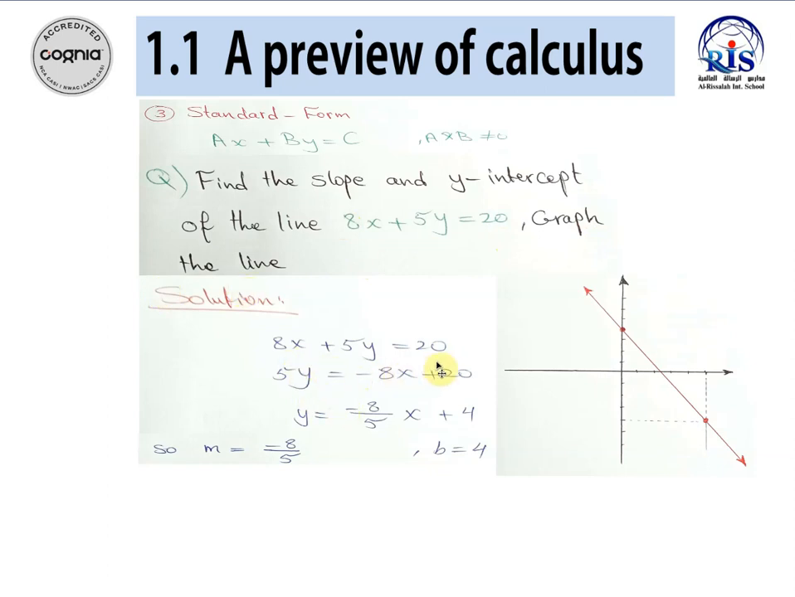8x plus 5y equals 20, we can take 8x from the left hand side to the right hand side, exchanging the sign. So I have 5y equals negative 8x plus 20. Now to find the value of y, we will divide both sides of this equation by 5. So it will be y equals negative 8 over 5x plus 20 divided by 5, which is 4. So from this equation we can see that the slope is negative 8 over 5 and the y-intercept is 4.